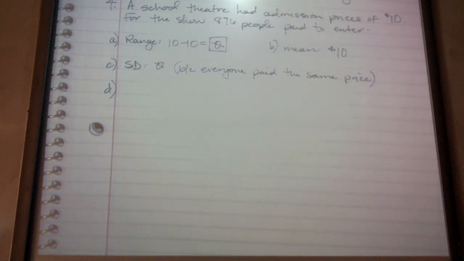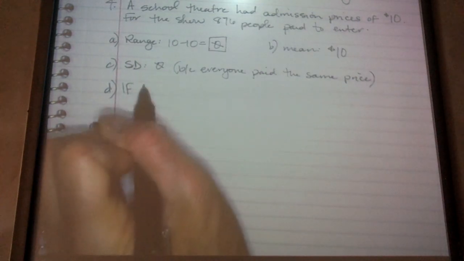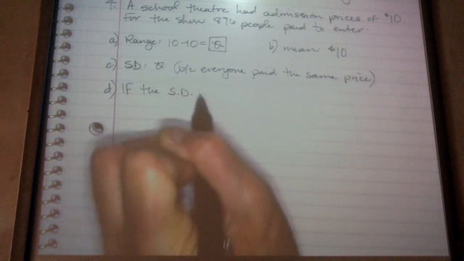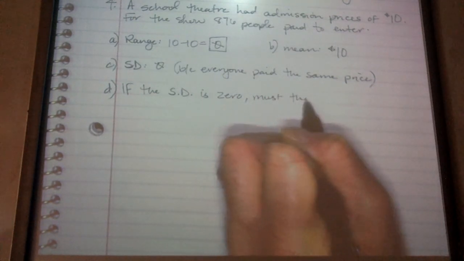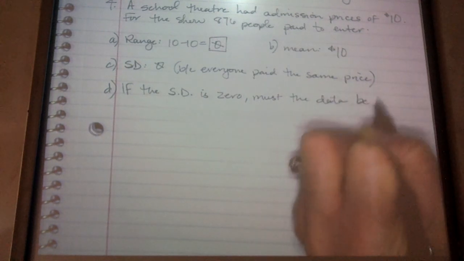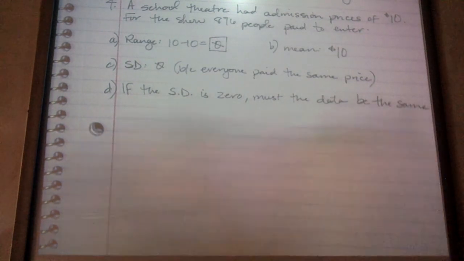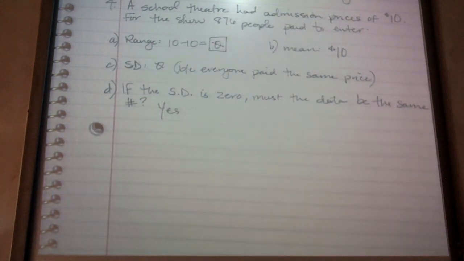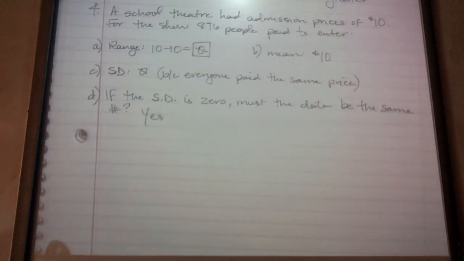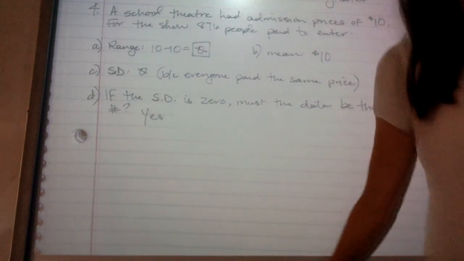So if you encounter a problem like this on the test or on homework, if the standard deviation is 0, must the data be the same number? Absolutely. Yes. So if they tell you there's a standard deviation of 0, it means that the data was all the same number. And that should conclude what you run into in homework. And so hopefully that helps if you guys need it.